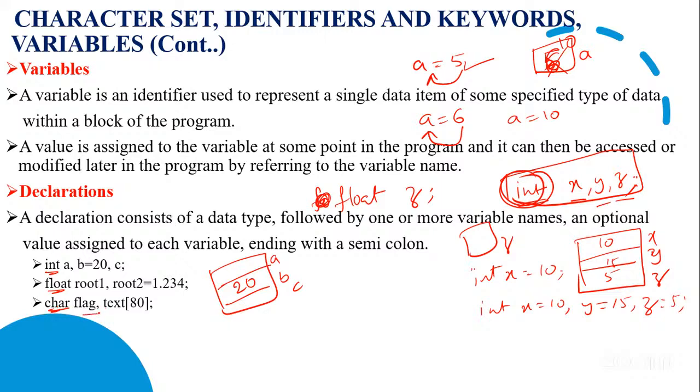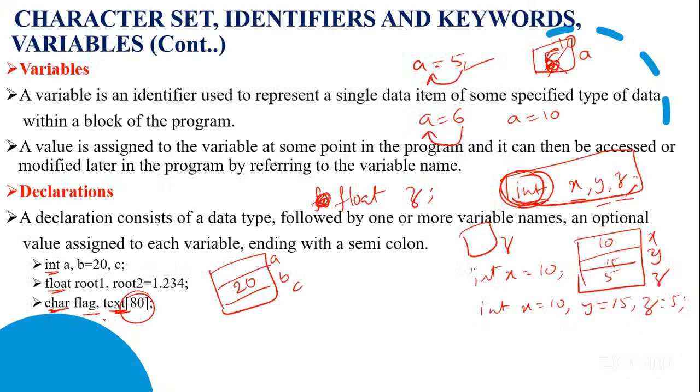This is a flag, a character variable and text. This is called an array. Means we can store 80 characters. We have a separate topic on arrays. It's a very important topic. And this is what a variable and declaration of the variable is. And next one, data types in C. This is what we need to discuss.